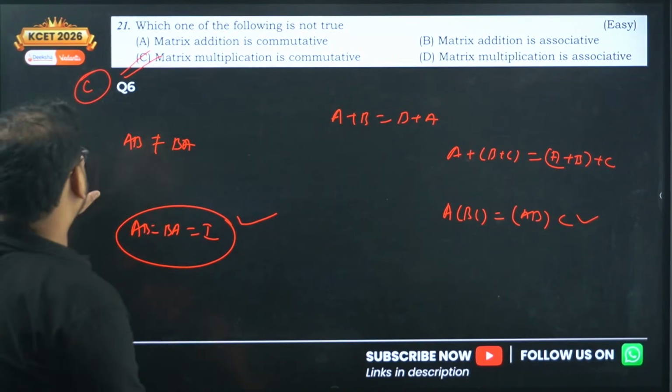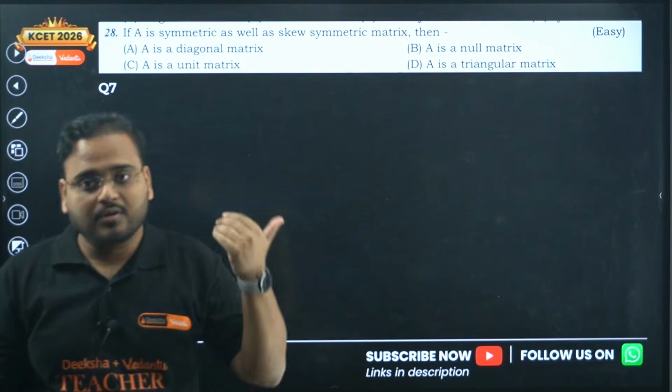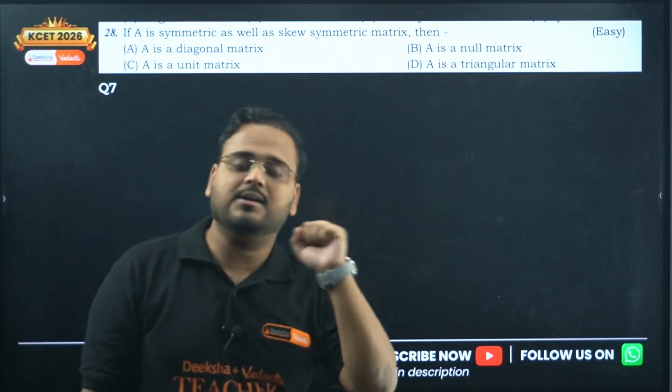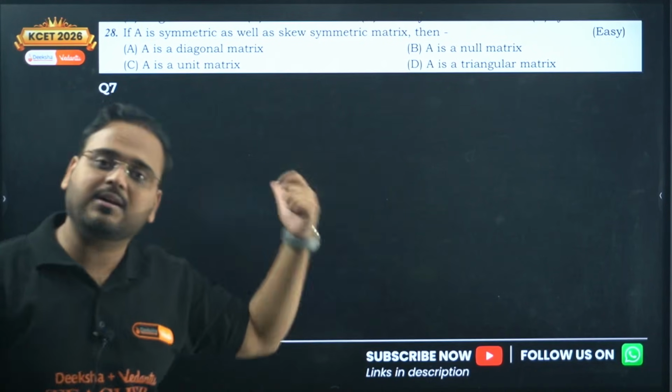Got it? Next. So I am trying to explain the concept with the help of questions here. Wherever we see the kind of question they've been asking in the PYQs or in the question bank, I'll discuss the concept of that part right here.